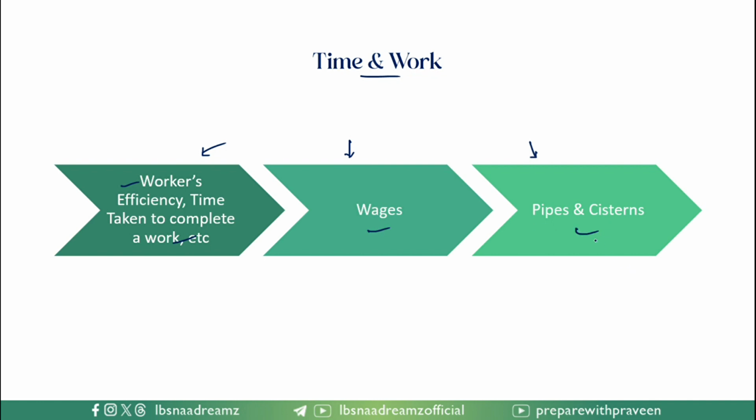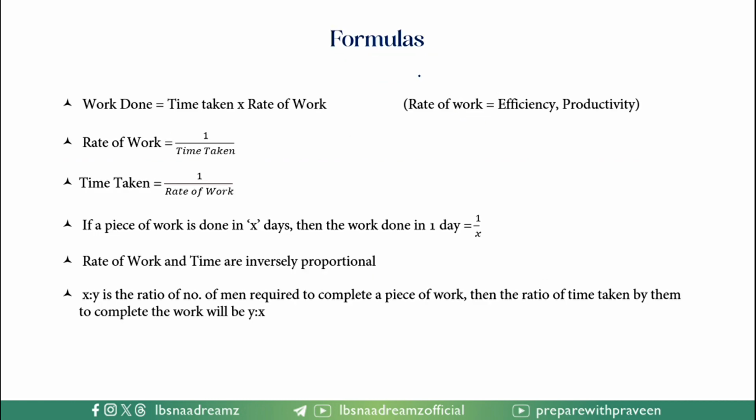Third, pipes and cisterns. Among these three, most of the time questions were asked from the first topic, and only one time they have asked questions from wages and pipes and cisterns. I am talking about the previous year questions from 2011 to 2023. To solve questions related to time and work, we need to remember some basic formulas.